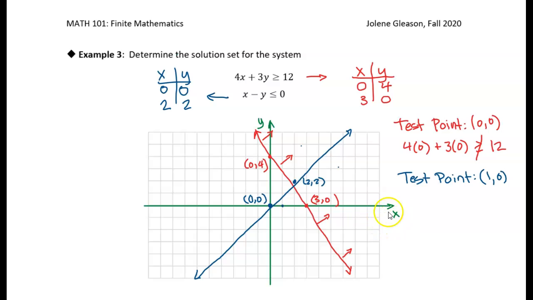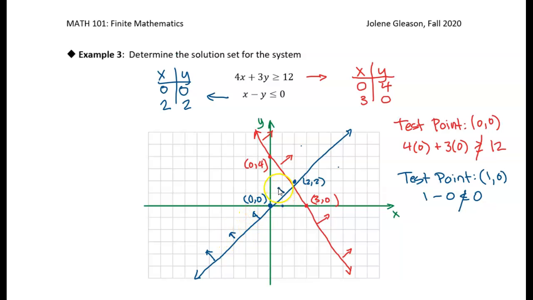So let's test that point. We're testing it with x minus y. So x is 1 minus 0 is less than or equal to 0. I'm just putting that x and y value into my inequality, and then I'm asking myself, is that true? This is telling me that 1 is less than 0. That is not true. So now I know that the point that I tested, 1, 0, is not on the side of the line that I'm interested in, because I want x minus y to be less than 0.